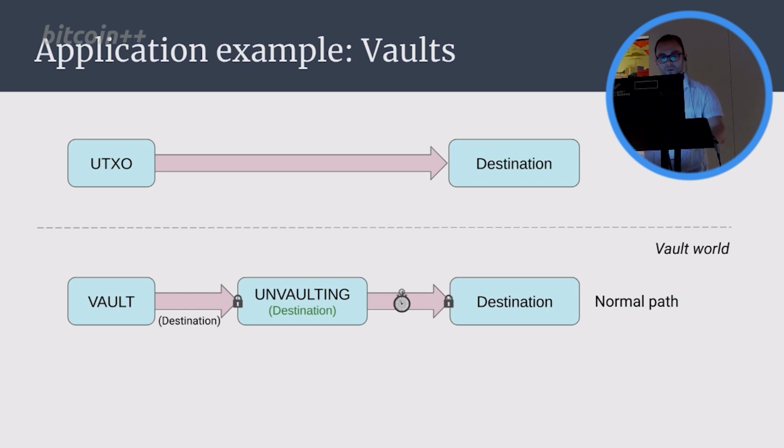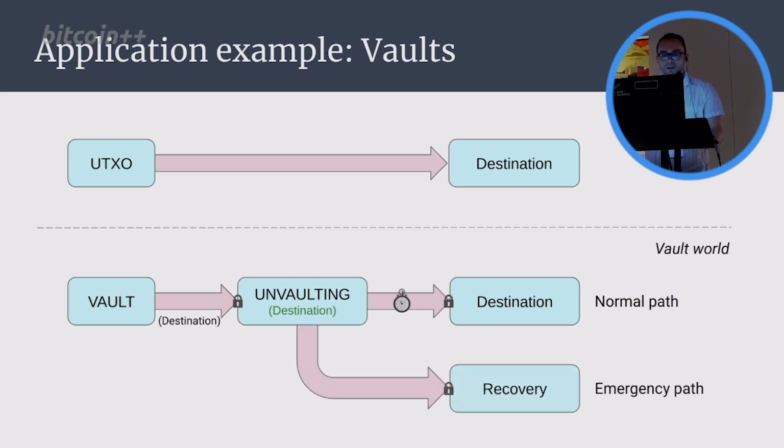And so both of these transactions are encumbered by a covenant, because on the first transaction, you can only go from vault to unvaulting, and on the second transaction, you can only go from unvaulting to whatever is the destination. And the idea is that, well, at this point, we can add another spending condition to the unvaulting state, or perhaps even to the vault state.